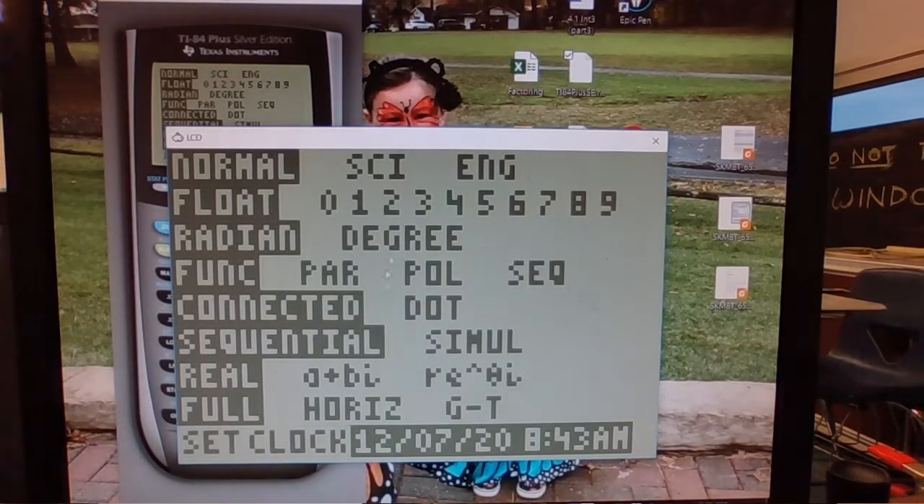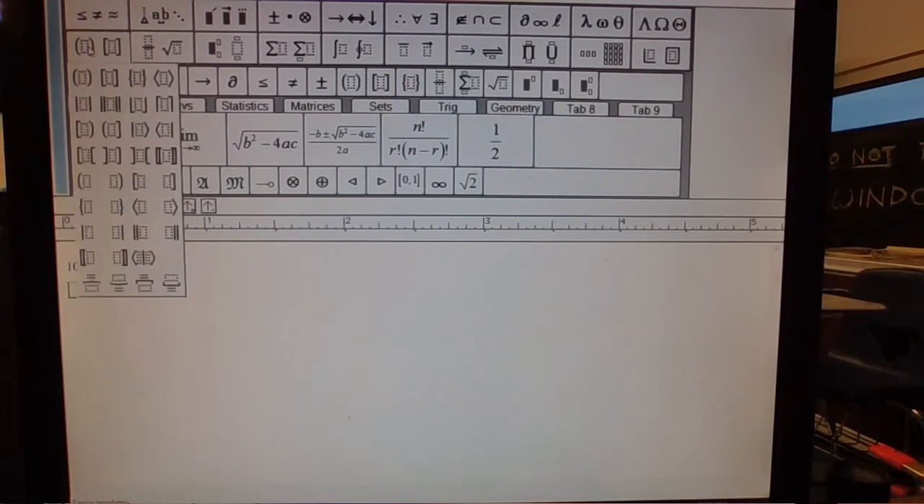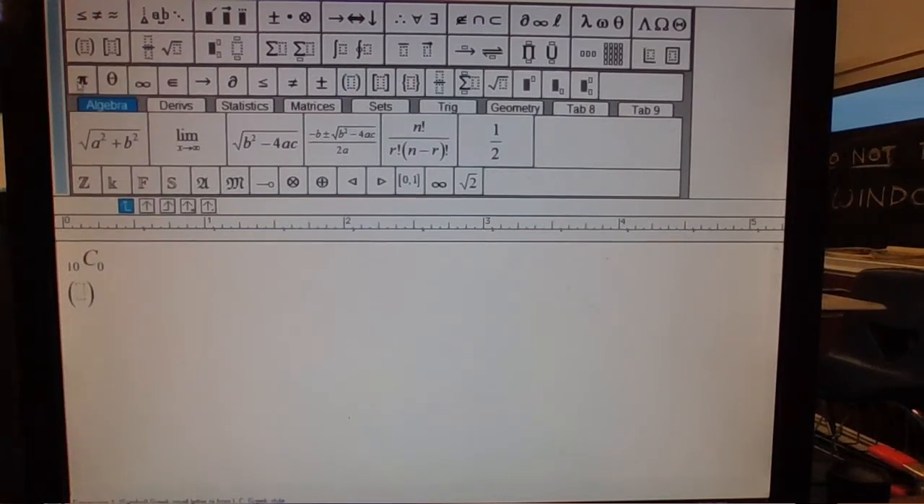Another way that we often see a combination being written is like this. They'll say 10 and then choose 0 that way. So you might see them stacked like a matrix almost. But that would mean the same thing as this here, if you ever see it written this way.